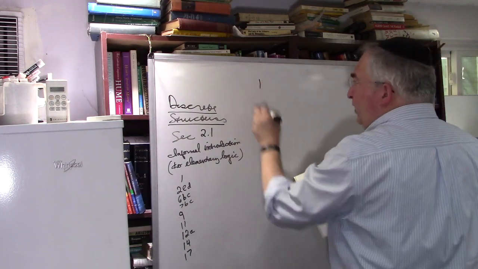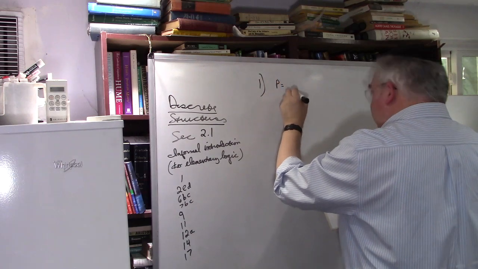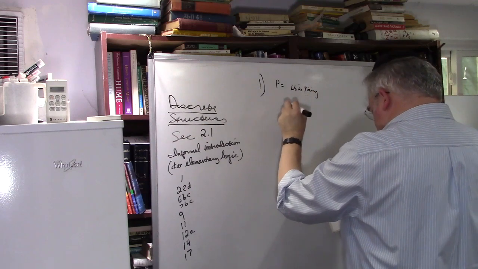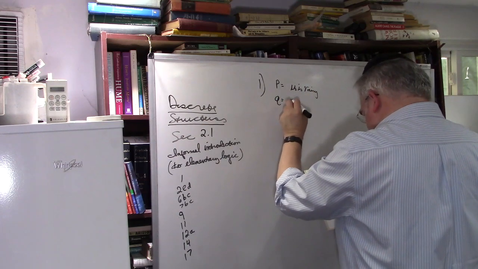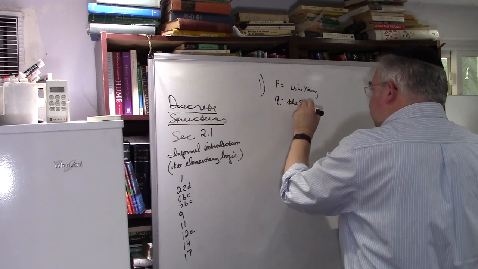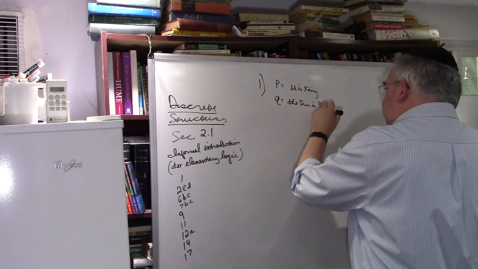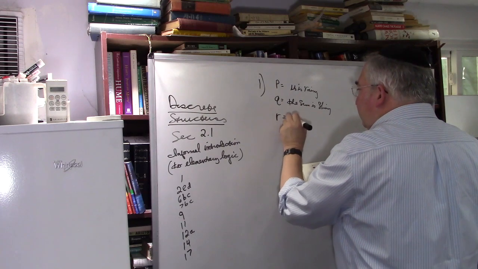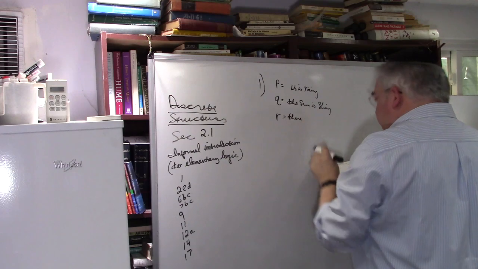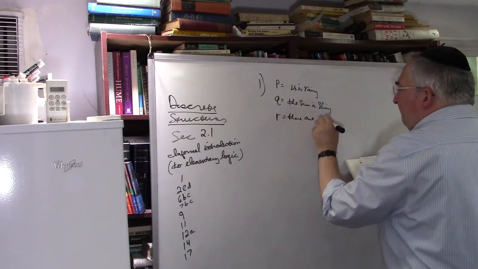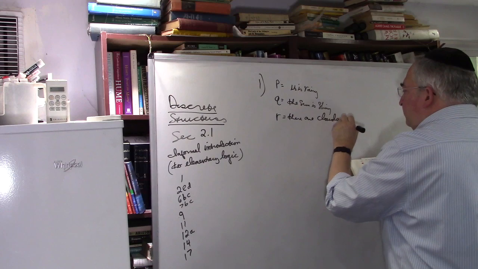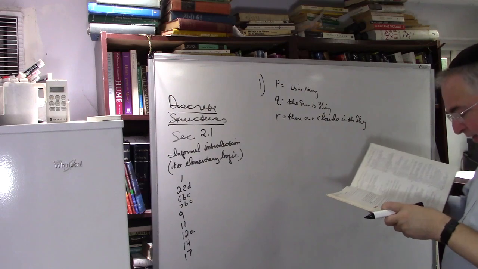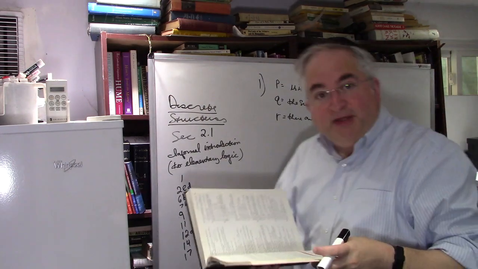So let's do number 1. P is it is raining. Q is the sun is shining. R is there are clouds in the sky. Okay, great. So now they give you English phrases and they say make them into symbols.